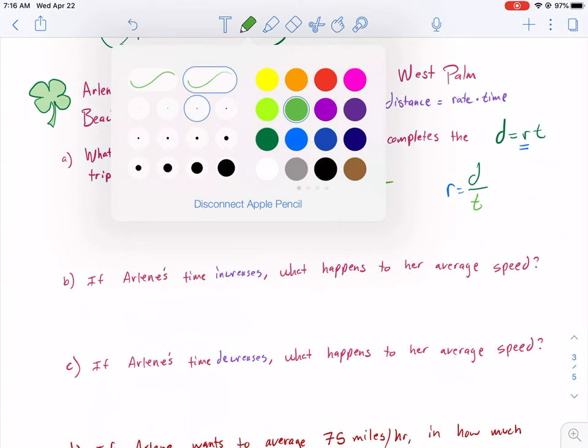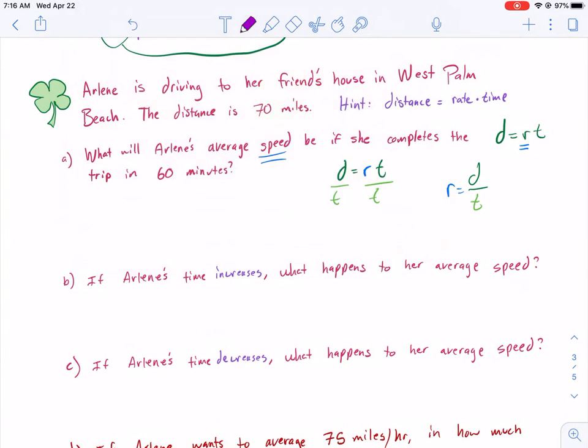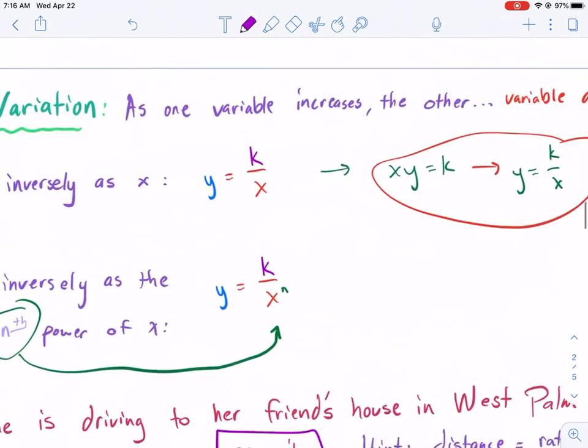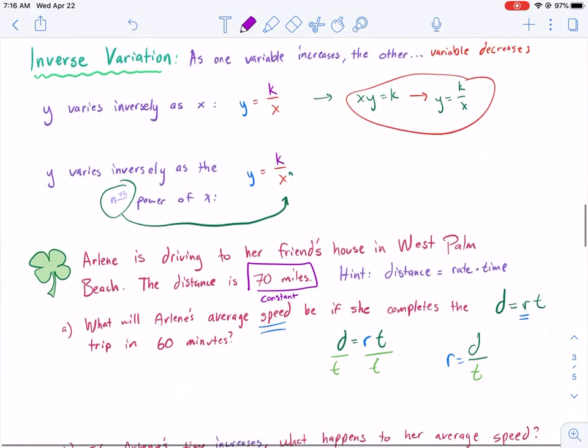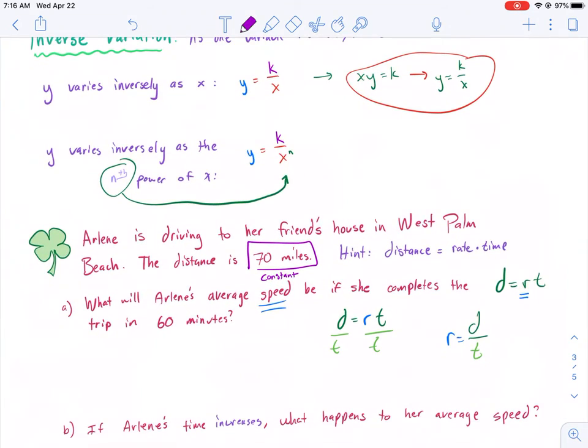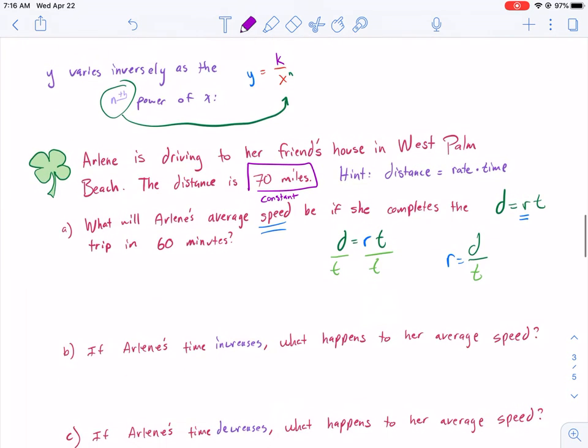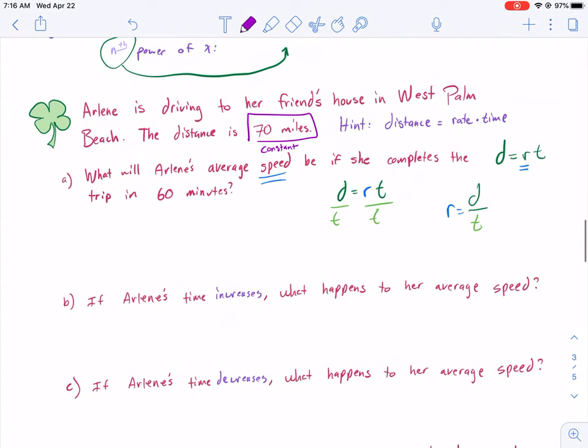In this case, the distance is 70 miles. There's no changing it. Okay, it's going to be 70 miles. That's the constant. This is the constant of variation. It's not going to change. It's always going to be 70 miles. So that's a way to think about this k, is it will not change. There's no input or output. It's just 70 miles. It is what it is. That distance is 70 miles, and it's not changing, okay? But we do know that this 60 minutes can be inputted, and this 60 minutes goes in for time, okay?